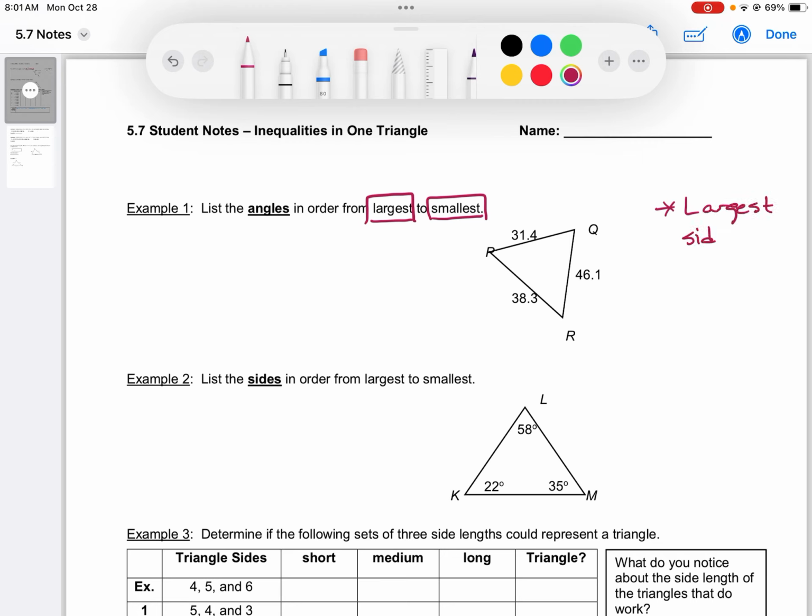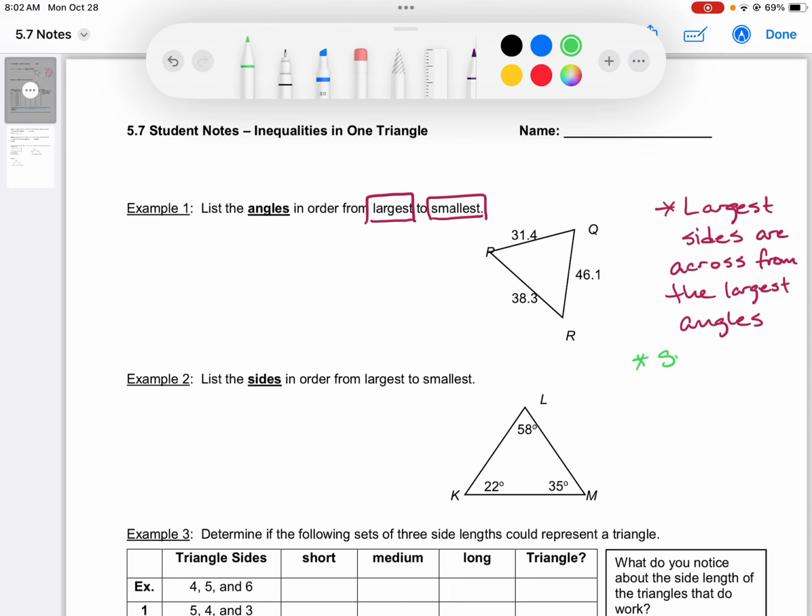The largest sides are across from, or opposite of, the largest angles in degrees. And the reverse of that is also true, that the smallest sides are also across from the smallest angles. So that's true both ways.